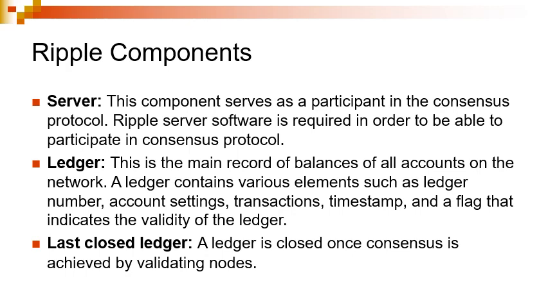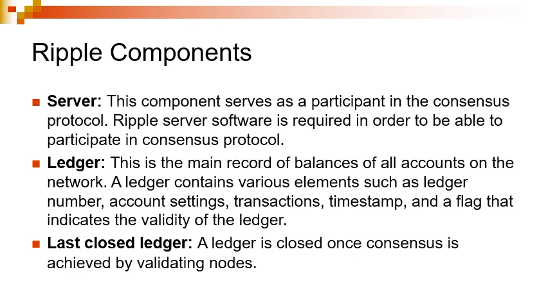Then the second component of Ripple is the ledger. This is the main record of balances of all accounts on the network. So this ledger stores the state of the system. A ledger contains various elements such as ledger number, account settings, transactions, timestamp, and a flag that indicates the validity of the ledger. And the next component is the last closed ledger.